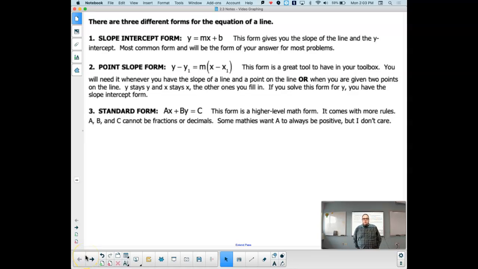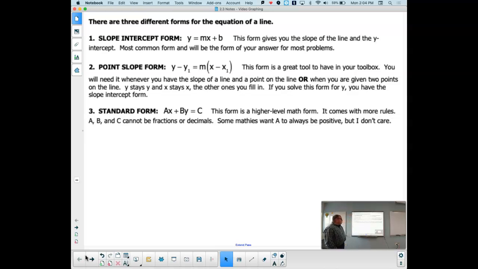Today we're going to talk a little bit about graphing lines in the plane. First off, there are three different forms of lines. The first one is the slope-intercept form of a line. It gives you the slope m of the line and the y-intercept b of the line. This is the most common form, and 90% of the equations that you will give us for lines will be in y equals mx plus b form.